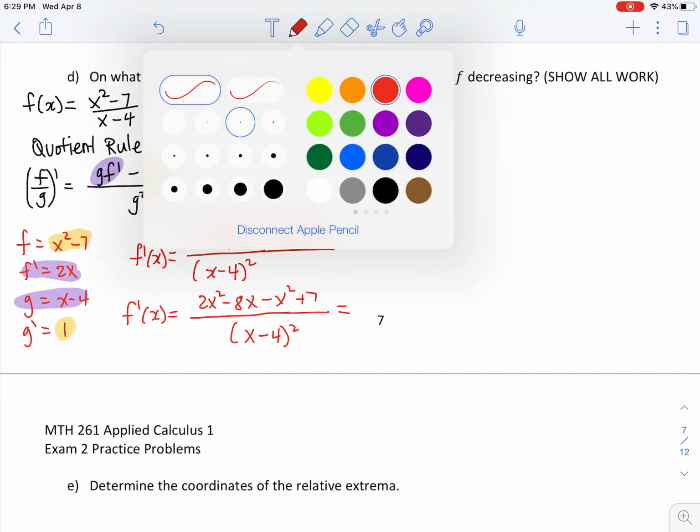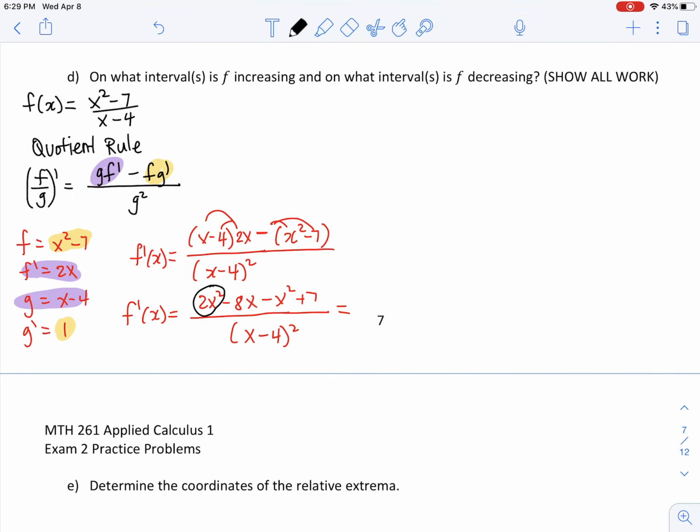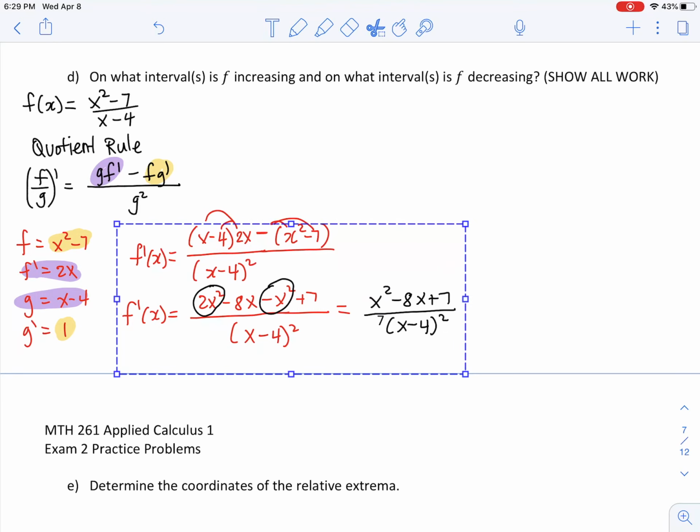And if you combine the like terms, let's see if you have any. You have 2x squared and minus x squared. If I combine them, I'll get x squared minus 8x plus 7, all over (x minus 4) squared. Now we found the derivative, right? We found the derivative.